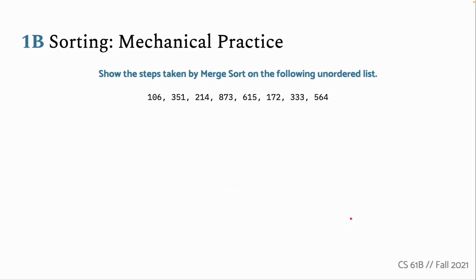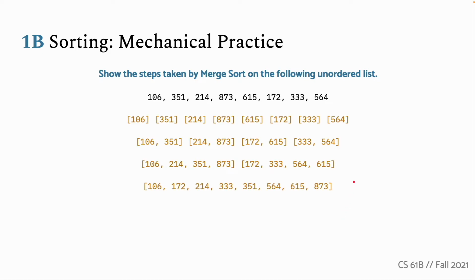Next, let's do the same thing but with merge sort, and I'll give you a second to try it out. Okay, let's go over it. So, for merge sort, it's kind of like the opposite of quick sort in that we start with everything in its own little boxes and then we merge the groups together. So 106 and 351 merge to form this segment. 214 and 873 merge to form this segment. 615 and 172 merge to form this segment, and 333 and 564 merge to form this segment.